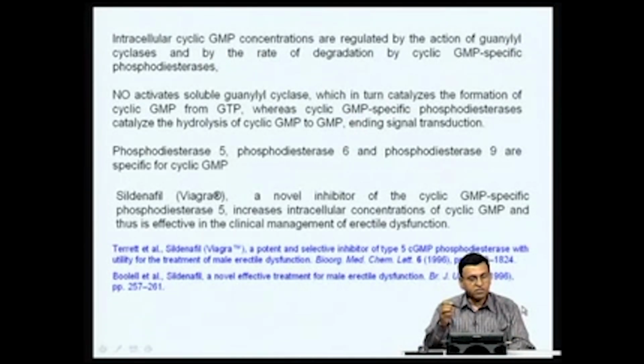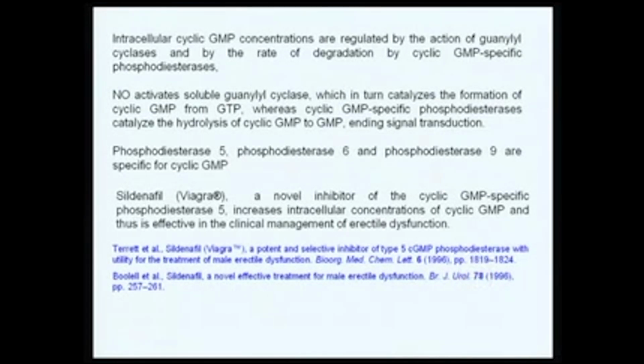The intracellular cyclic GMP concentrations are regulated by the action of guanylate cyclases and by the rate of degradation by cyclic GMP specific phosphodiesterases. So, just as in the case of cyclic AMP, we have seen that protein kinase A is an activated positive modulator of cyclic AMP signaling. At the same time, protein phosphatases inactivate the protein kinase A and thus turn off the cyclic AMP signaling. There are phosphodiesterases which specifically cleave the cyclic AMP.